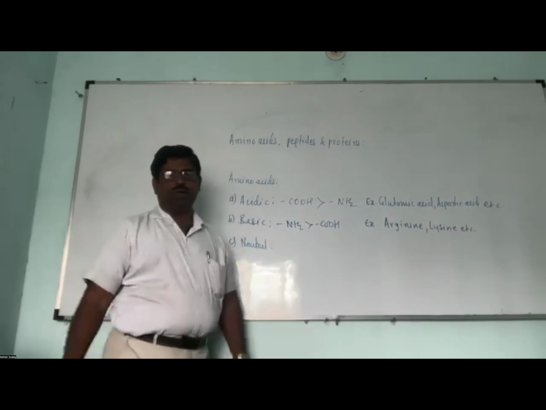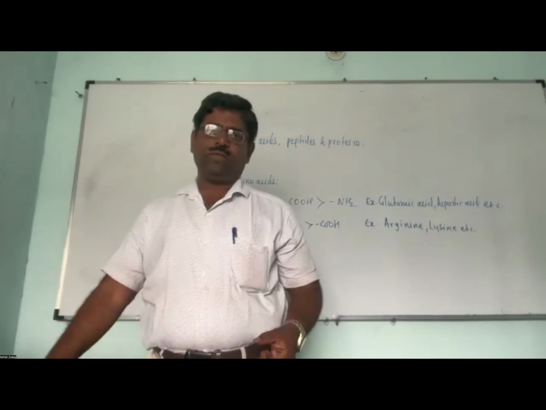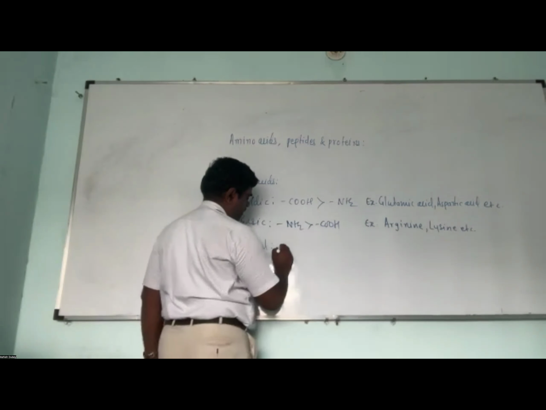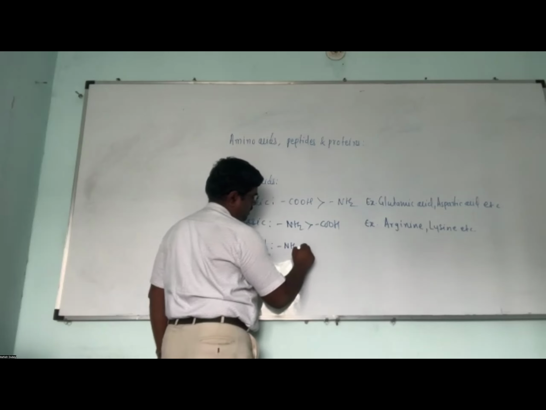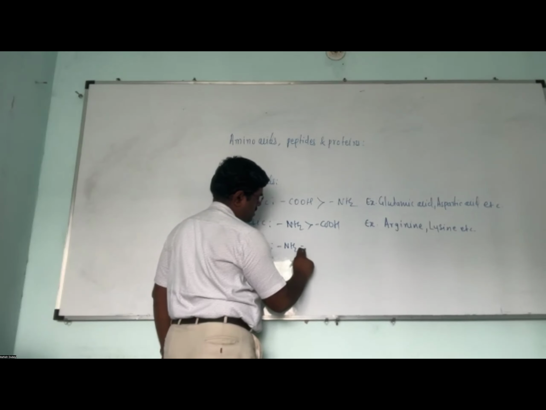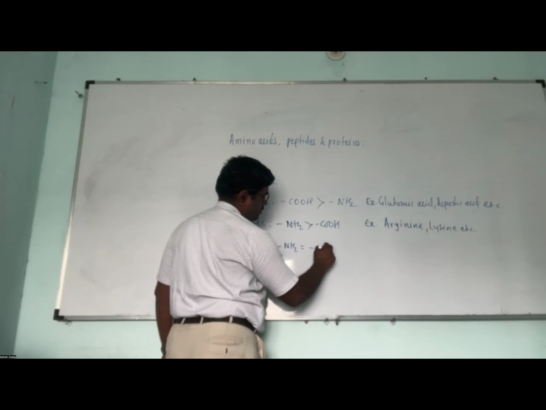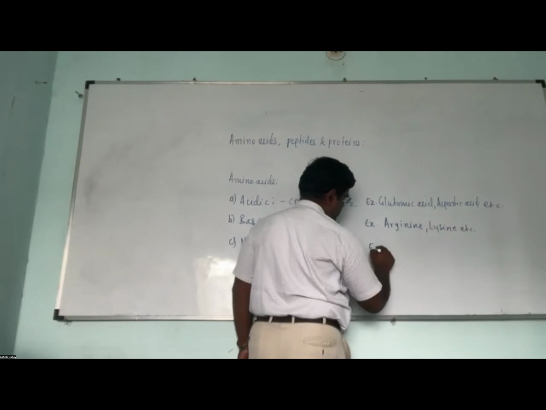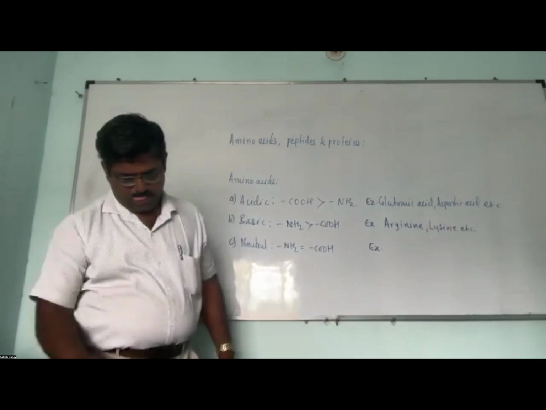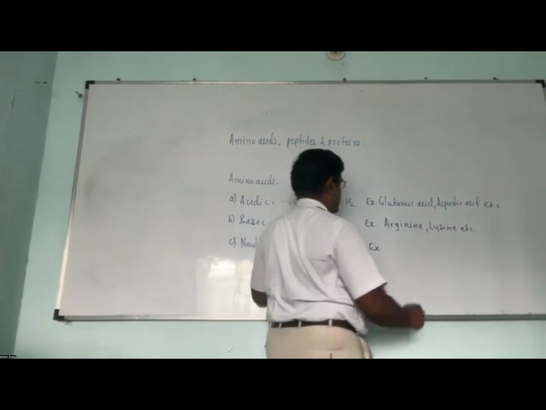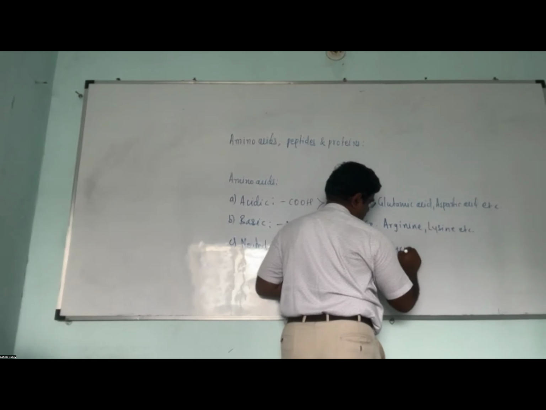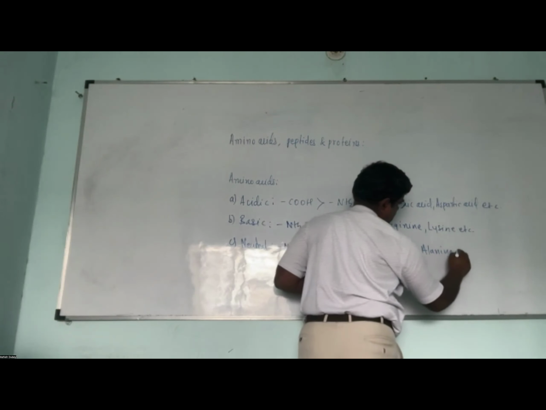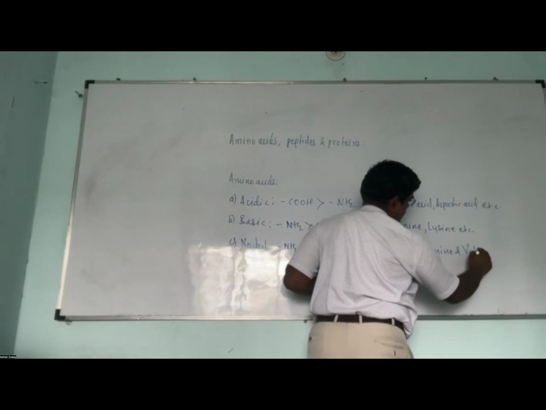Then what are neutral amino acids? Neutral amino acids consist of an equal number of amino groups as well as COOH groups. So one NH2 group is equal to one COOH group. And that is what? Neutral amino acids. Best examples of neutral amino acids include glycine, alanine, and valine.